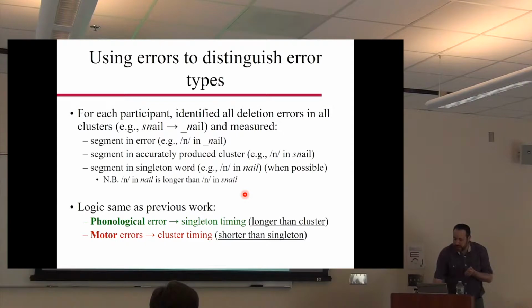And so then the errors, the words that were supposed to be snail and were produced with an error, those should have a long N, just like a singleton would. So the N in the error should be longer than the N in the correctly produced cluster word. In contrast, for errors that arise at the motor level, the timing, they're still trying to come up with a motor plan based upon the idea that there's a cluster there, and so the timing that they're trying to produce should be based upon that cluster, and therefore it should be shorter than the singleton. So now for those errors, the N in the error should be the same as the N in the correctly produced cluster, and should be shorter than the N in the singleton word.